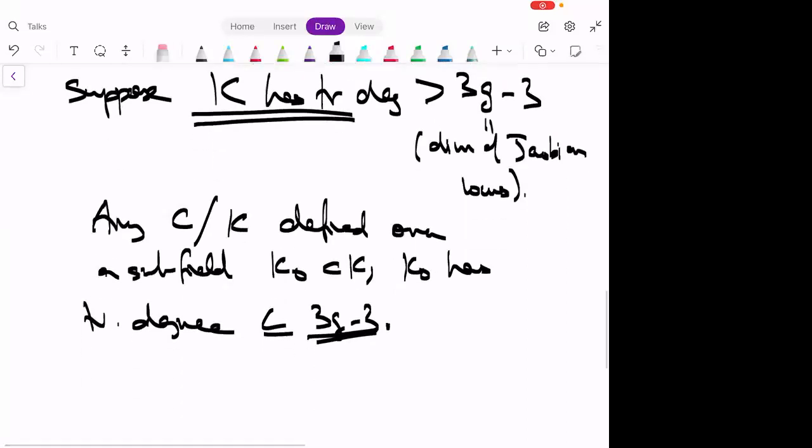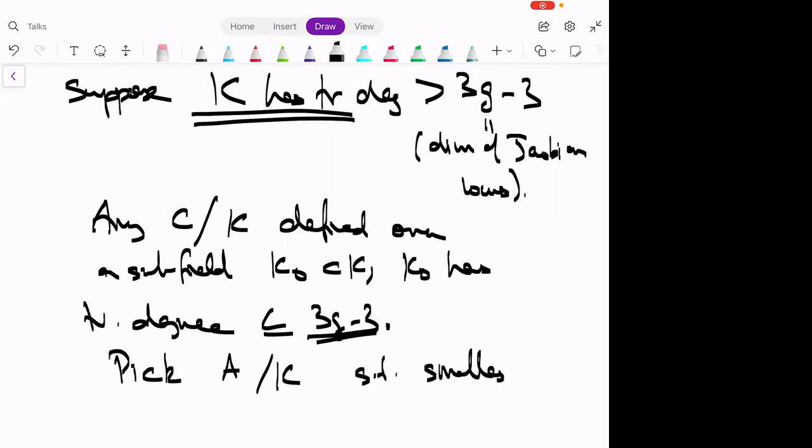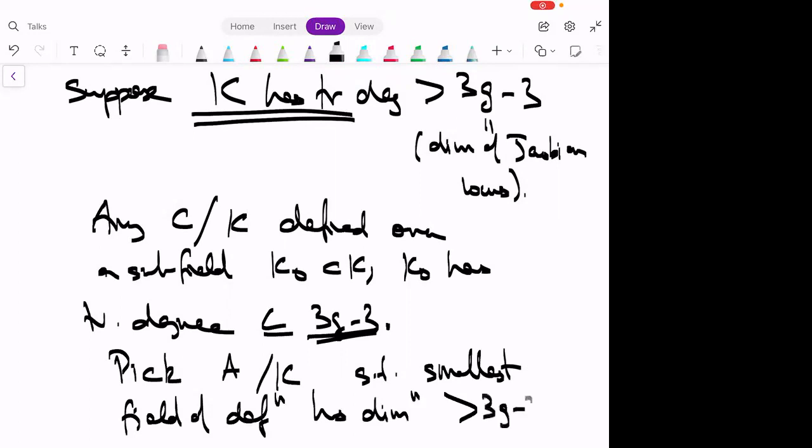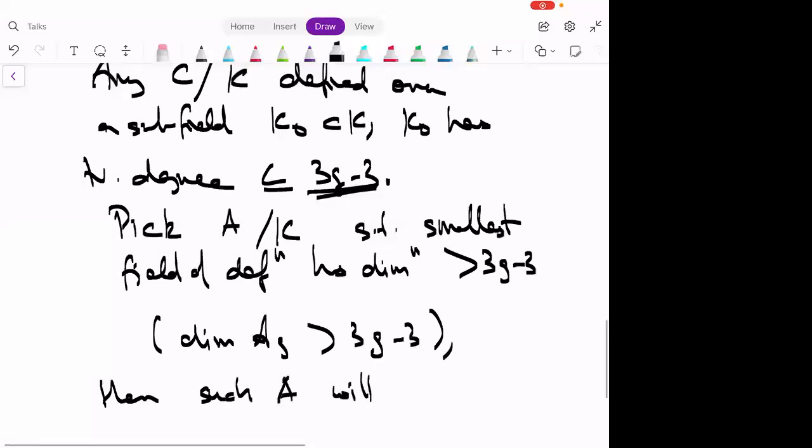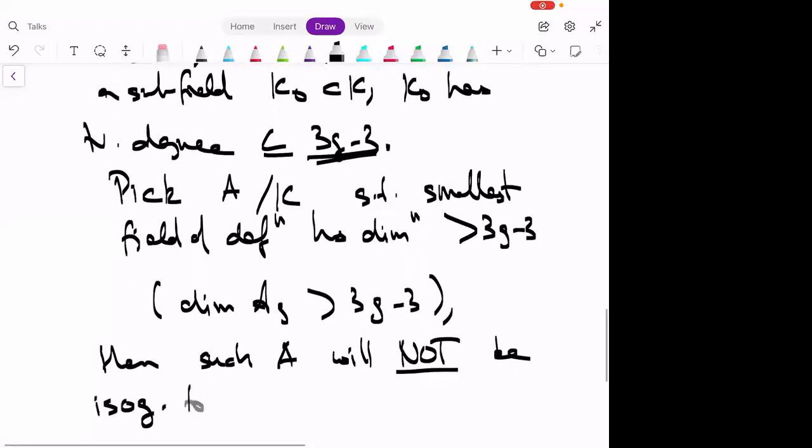And that's because the dimension of the Jacobian locus is 3G minus 3. All right. And so you can pick an abelian variety over K such that the smallest field of definition has dimension bigger than 3G minus 3. And why can we do this? Well, we can do this because the dimension of AG is bigger than 3G minus 3. Then such an A will not be isogenous to a Jacobian, because if it were, then it would be defined over a smaller field.